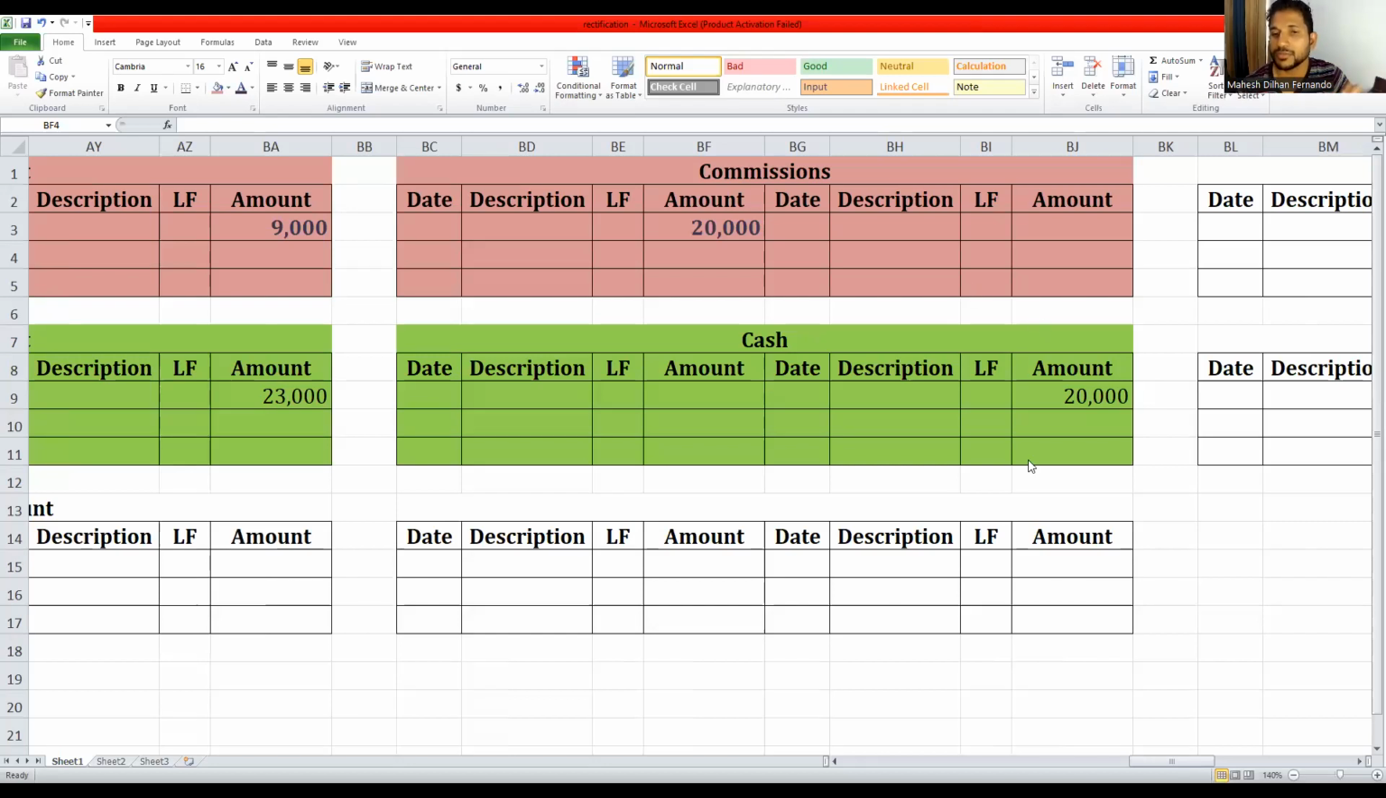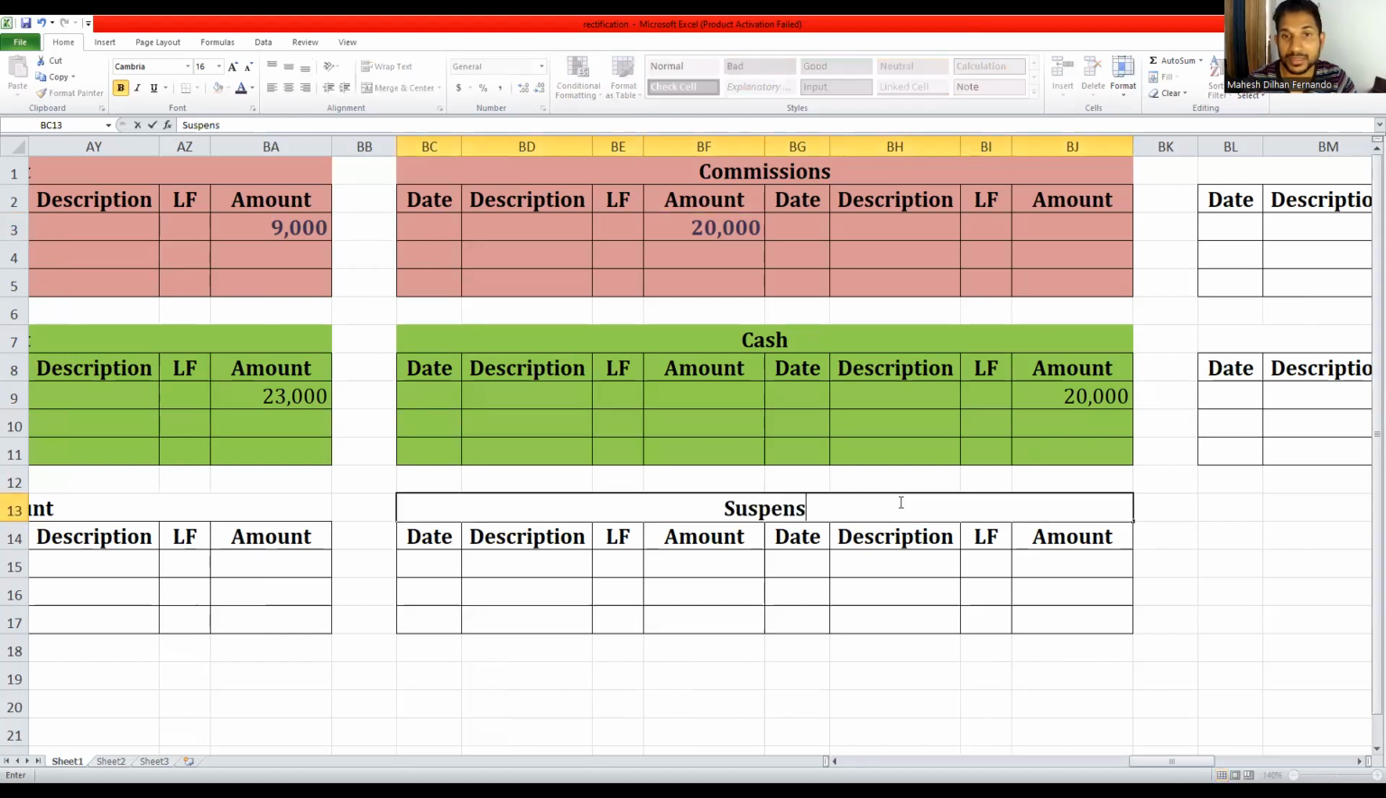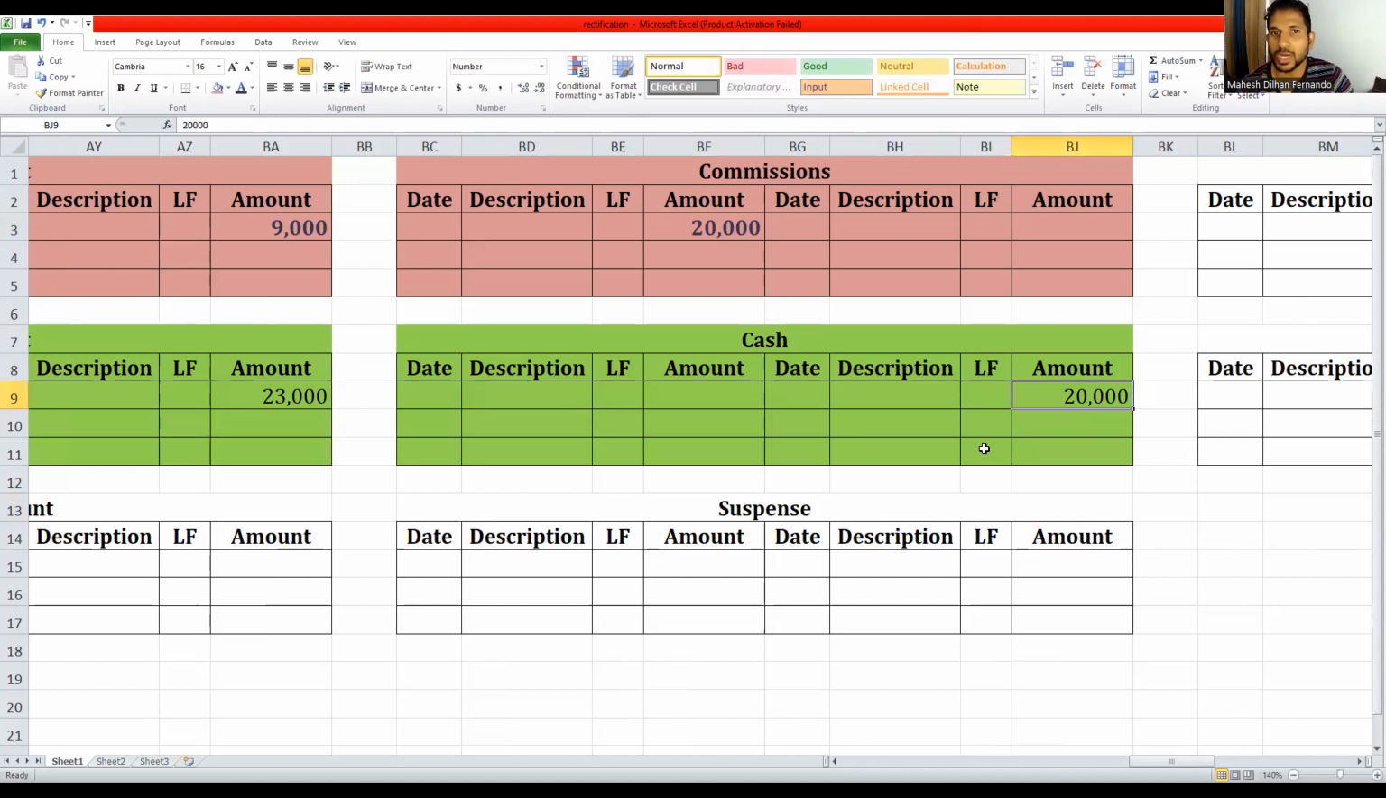As I always say, every transaction should have a debit and a corresponding credit entry. So we need a temporary arrangement here. We can't credit the cash account again because it is correctly credited. What should we do now? Credit the suspense account 20,000. Now we have the rectification entry: commissions debit 20,000, suspense credit 20,000.